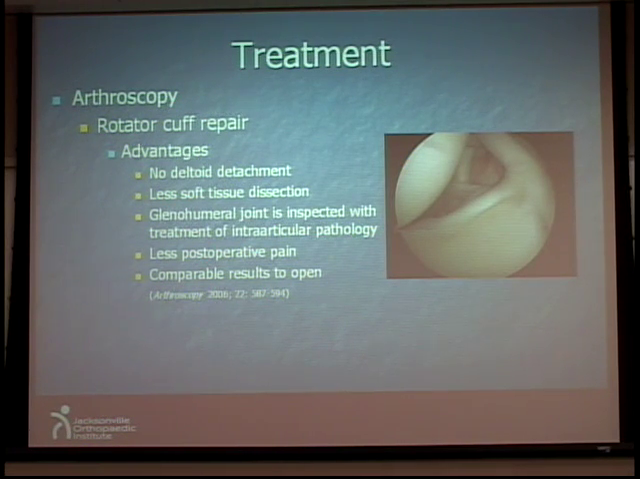And one of the major advances over the last 25 years, and particularly in the last 15 years, has been the use of arthroscopy. One of the advantages is there's no detachment of the deltoid, which helps with a quicker recovery. There's less dissection of the tissue, and you get the advantage of really being able to inspect inside the glenohumeral joint, to look at the humeral head, at the glenoid, at the labrum, at the biceps, a portion of the subscapularis, to see if there's any other coincidental pathology. And it has been shown that today, arthroscopic repair is equivalent to open repair with a long-term outcome.